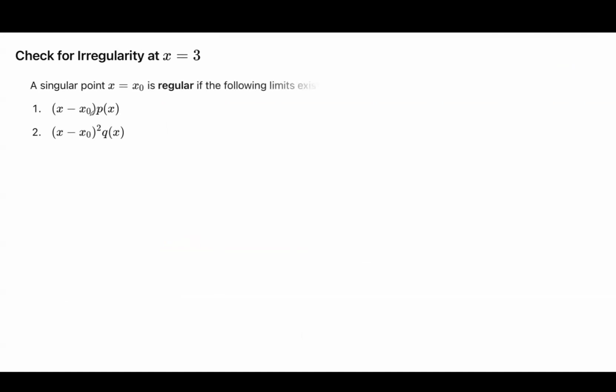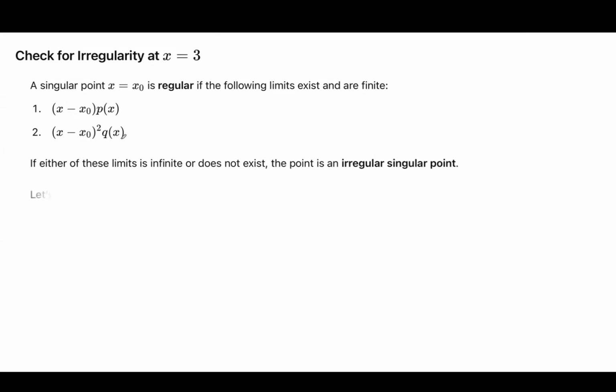What about 3? Let us check 3. We do the same process. We find the limit of (x minus x sub 0) times p of x and (x minus x sub 0) to the power 2 times q of x. If in one of these cases the limit doesn't exist, it means that we have an irregular singular point. Take a look.